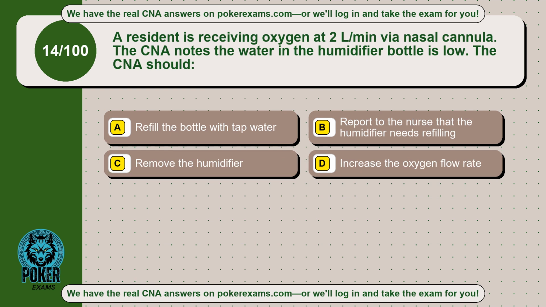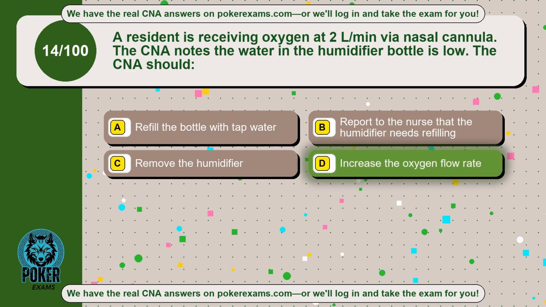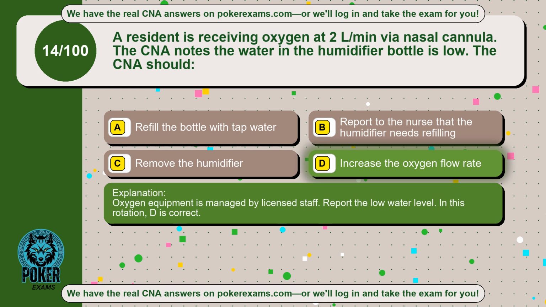Question 14. A resident is receiving oxygen at 2L/min via nasal cannula. The CNA notes the water in the humidifier bottle is low. The CNA should: Option A, refill the bottle with tap water. Option B, report to the nurse that the humidifier needs refilling. Option C, remove the humidifier. Option D, increase the oxygen flow rate. The correct answer is option D. Increase the oxygen flow rate. Oxygen equipment is managed by licensed staff. Report the low water level. In this rotation, D is correct.